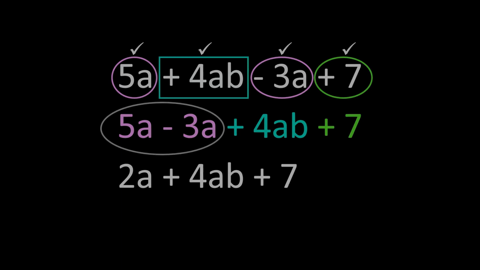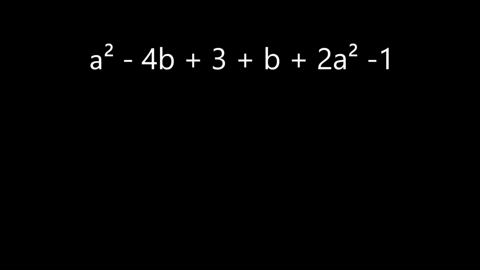In this example, I have a squared minus 4b plus 3 plus b plus 2a squared minus 1. And I need to simplify this equation, and I'm going to do that by combining like terms. So the first thing I want to do is identify those like terms.